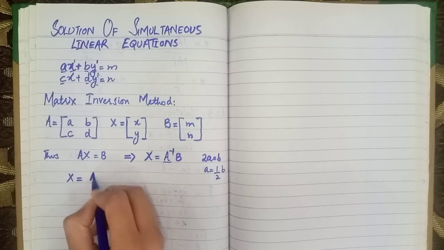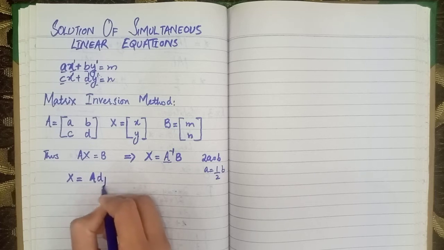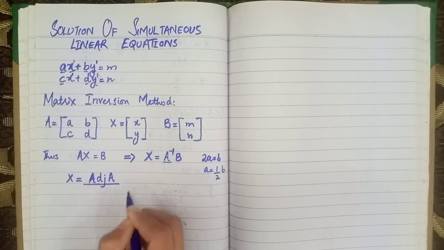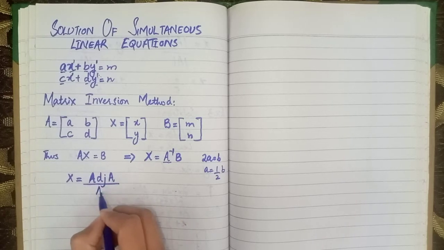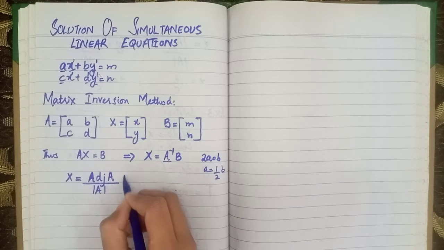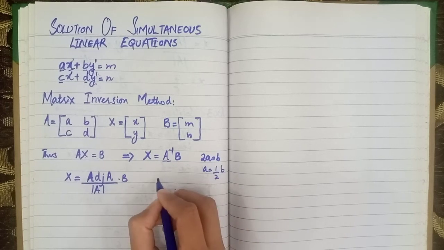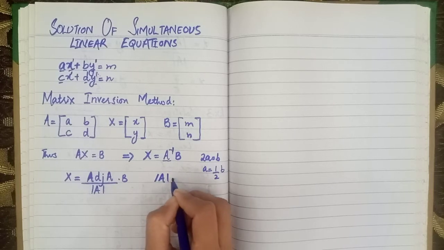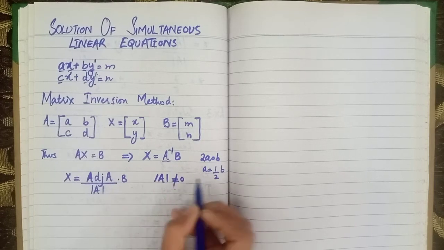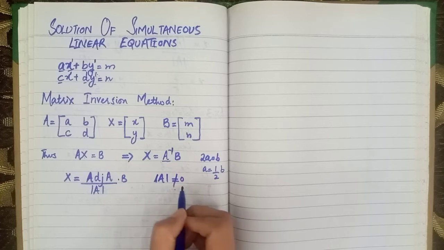Now what is A inverse actually? A inverse is the adjoint of A divided by the determinant of A, and the determinant of A should not be equal to 0.